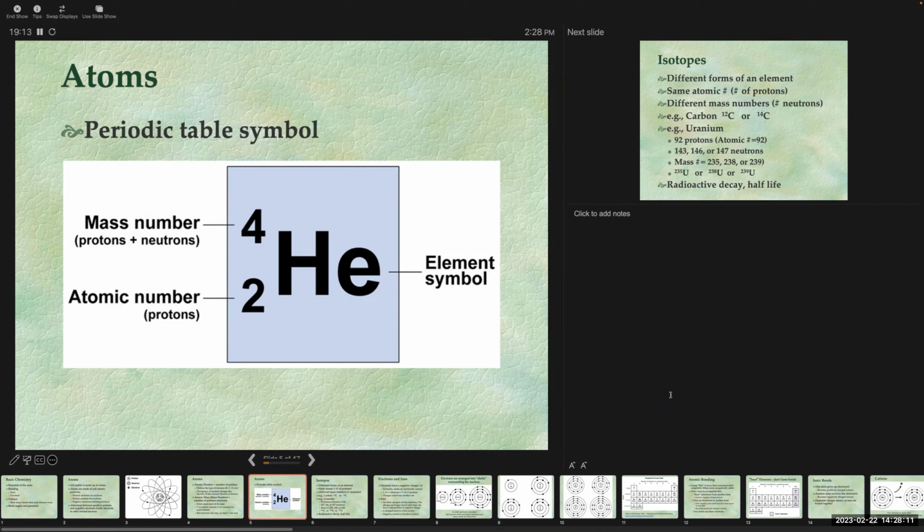The atomic number is usually placed at the lower left. So remember, that's simply a count of the number of protons in the nucleus. And then the mass number is positioned above that in the upper left. And remember that the mass number is a count of the number of protons plus the number of neutrons. So if we look at this symbol for helium, it's got an atomic number of 2, so 2 protons, and an atomic mass or mass number of 4. So we know it has 2 protons in the nucleus, which means it must also have 2 neutrons in the nucleus for a total of 4 particles in the nucleus.